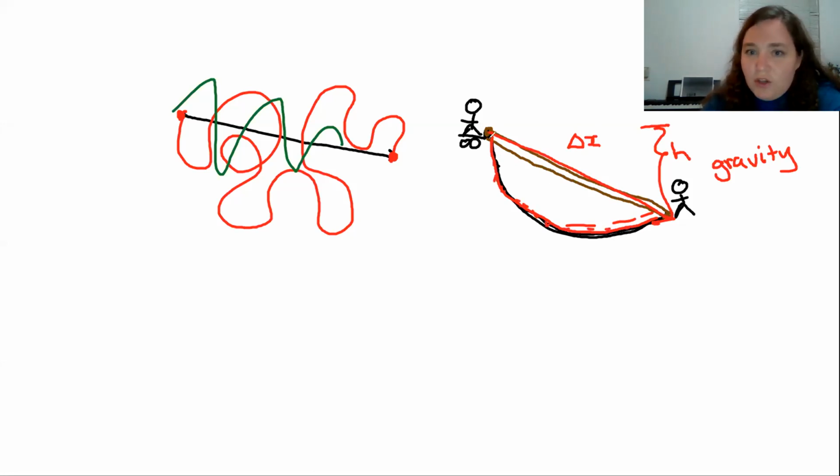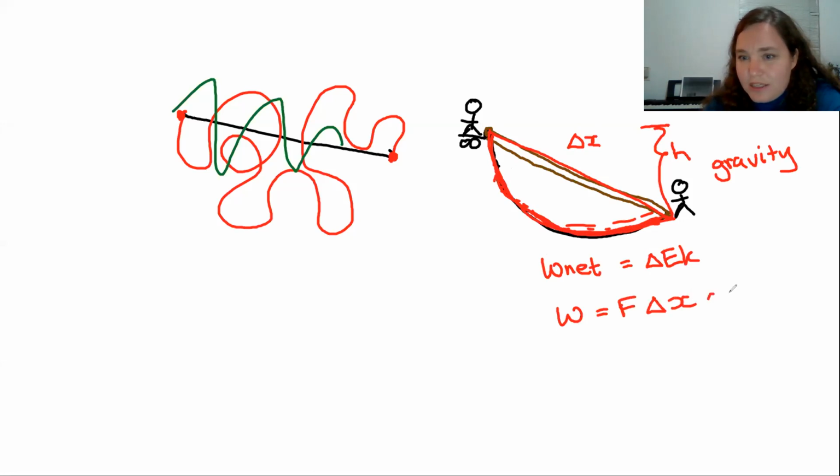So usually, to work out the amount of work done by any force applied across a curved path, you have to use W net is the change in kinetic energy, but you may not use W is equal to F delta X cos theta. This here requires delta X to be a displacement, which goes across a straight line.